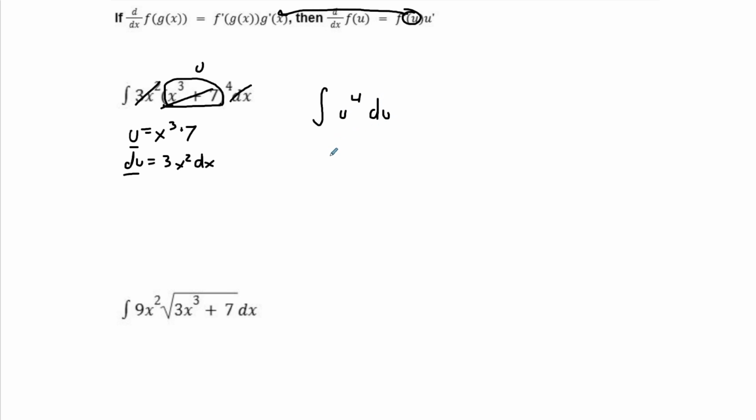So what would be the integral of that then? Well, it would just be 1/5 u to the 5th, right? And then plus c. So now what we do is we substitute back our u. So it would be 1/5 times (x cubed plus 7) to the power of 5 plus c.